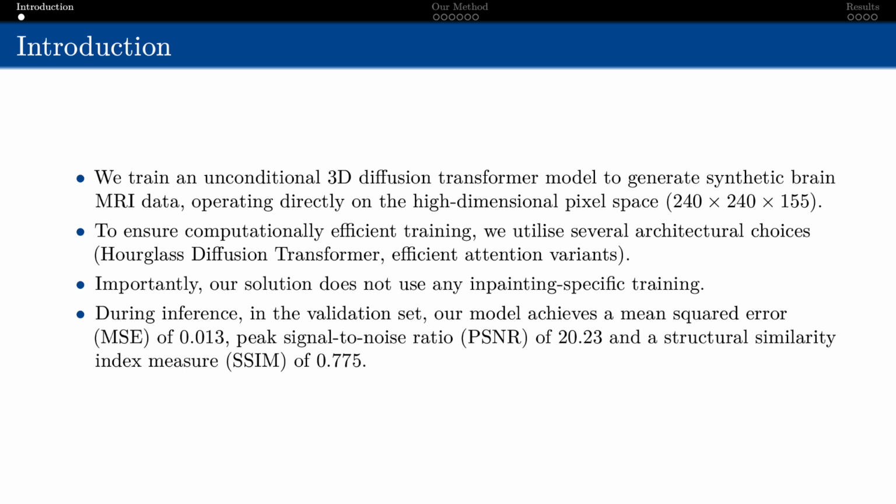During inference in the validation set, our model achieves a mean squared error of 0.013, a peak signal-to-noise ratio of 20.23, and a structural similarity index measure of 0.775.